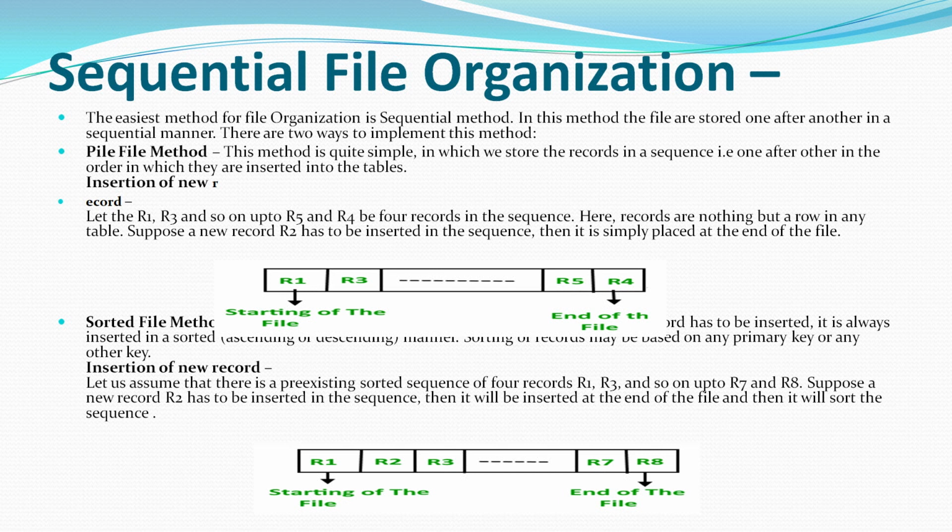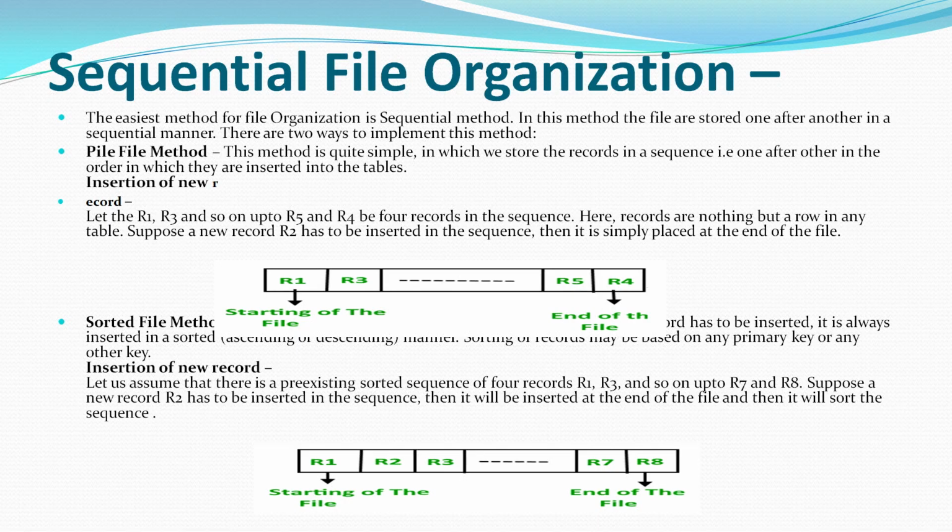Another method is the sorted file method, where the record is initially inserted at the end of the file, and later that record is sorted into the particular position where it fits. Here assume that there is a pre-existing sorted sequence of records R1, R3 and so on, R7 and R8. Suppose a new record R2 has to be inserted in the sequence, then it will be inserted at the end of the file and then the sequence will be sorted.